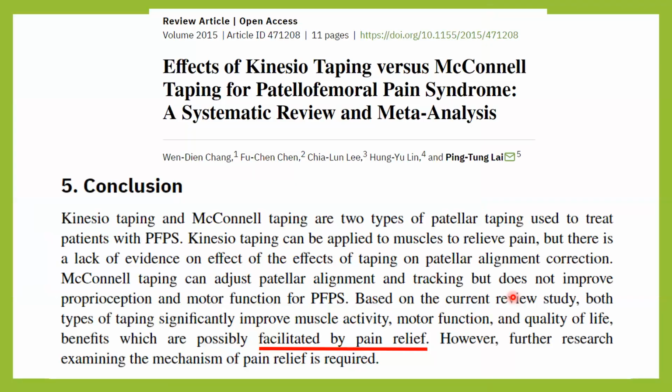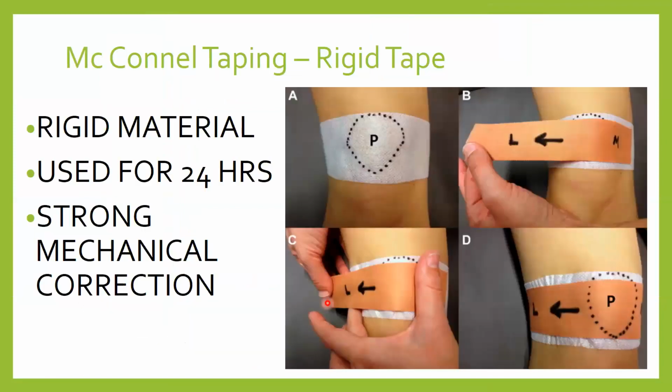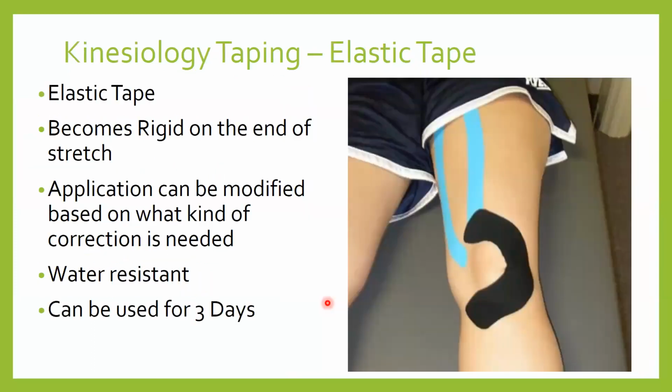And this is a meta-analysis review of various types of tapes for patellar pain. The only thing they concluded is that it can help in reducing pain in some of the patients. Taping broadly is going to be athletic rigid tape and the elastic tapes, kinesiology and dynamic. McConnell tape is more commonly used, and in the literature also, where there is going to be a glide where they alter the position of the patella and sustain it with the help of the tape. Whereas kinesiology taping is an elastic one, which also adds proprioceptive feedback to the patient and facilitates muscle contraction.